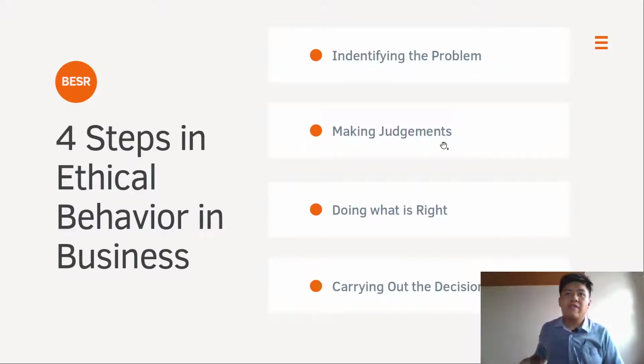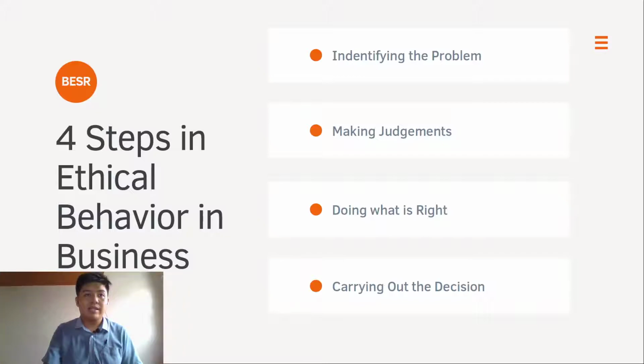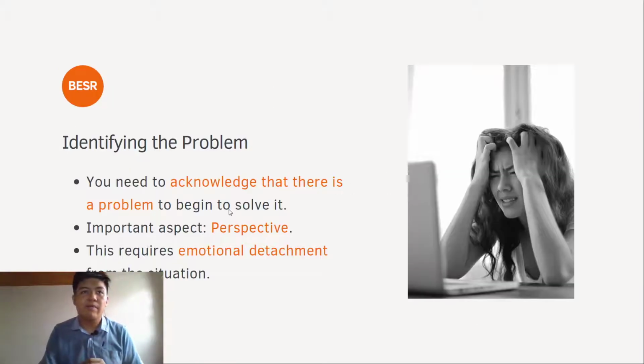Okay? So there are four steps in ethical behavior in business. First, it's identifying the problem, making judgment, doing what is right, and carrying out the decision. Let's go through them one by one.